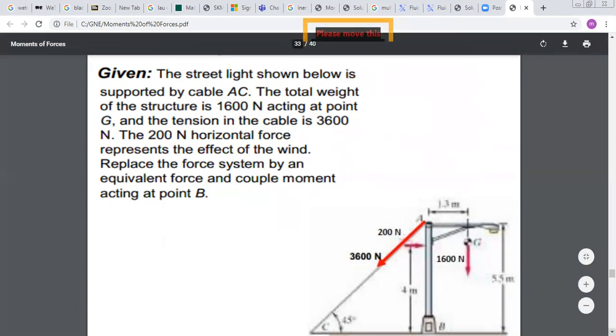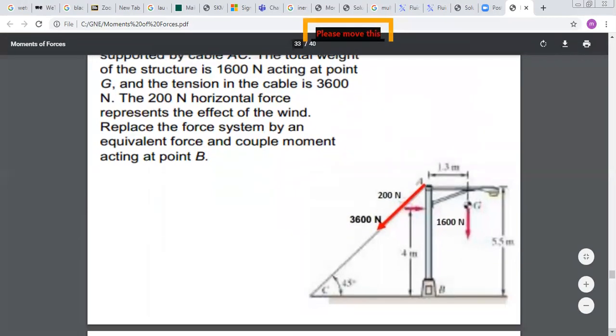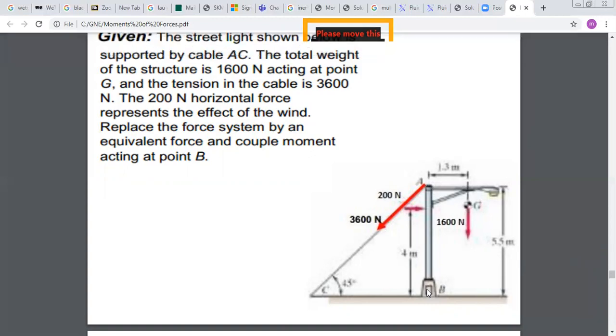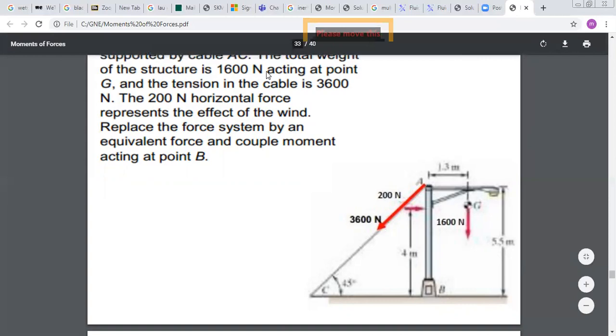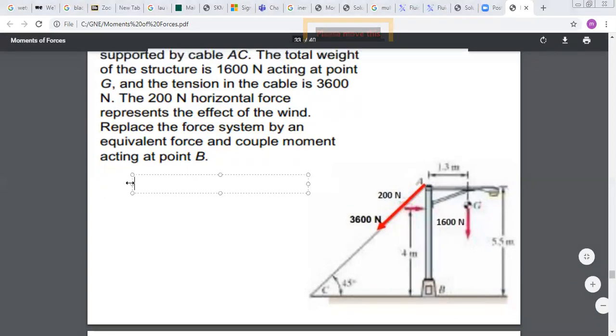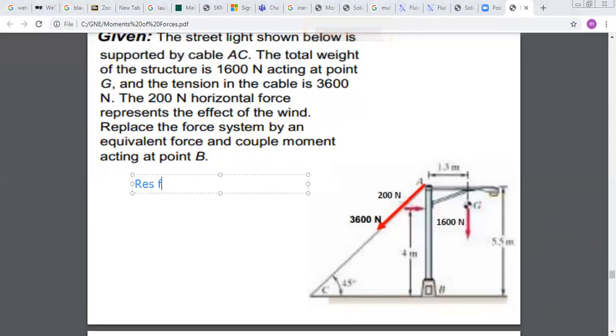So here you have a 2D problem. You have several forces acting on your system, okay? And you want to reduce all of these forces into one point. So I want to find the resultant system at point B. To do this, I have two steps. I should first find the resultant force, okay? Then I should do the sum of moments about point B.